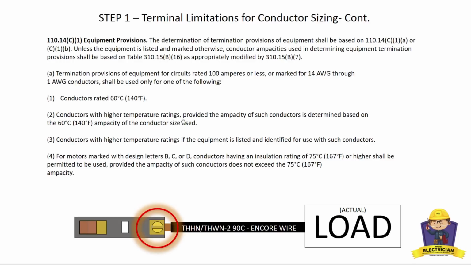310.15(B)(16) is our normal ampacity table, and we'll see that here shortly. So if your terminals are 14 through 1 gauge rated, or it's 100 amperes or less, you can assume that it's going to be a 60°C rated conductor, and that's the ampacity you're going to choose from this table. However, item 2 says conductors with a higher temperature rating, provided that the ampacity of such conductor is determined based on the 60°C that conductor is used.